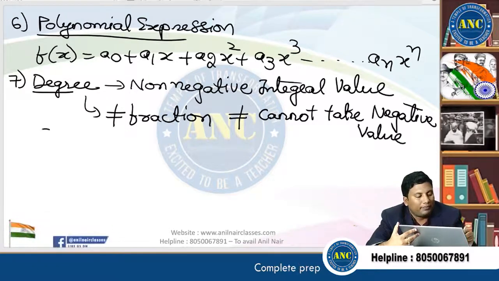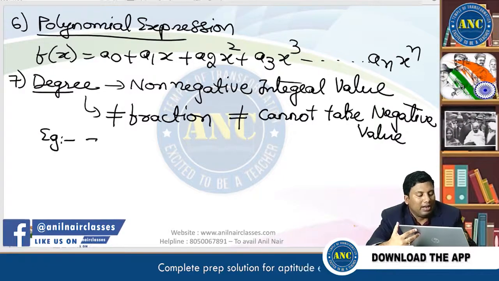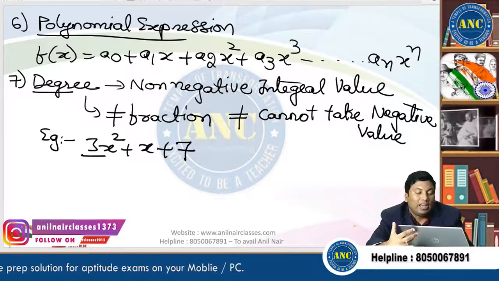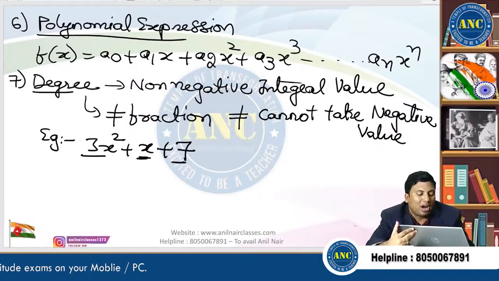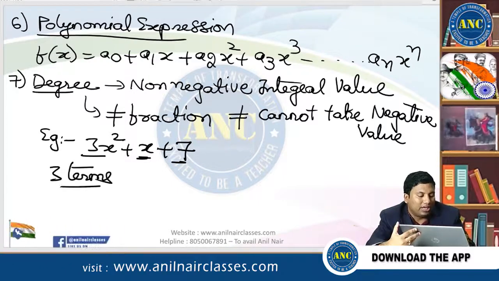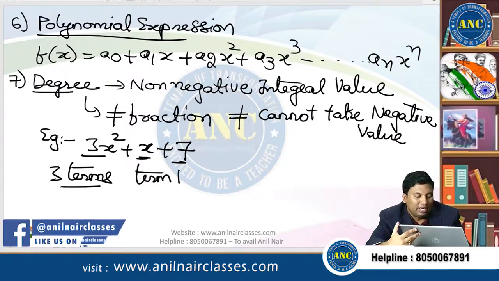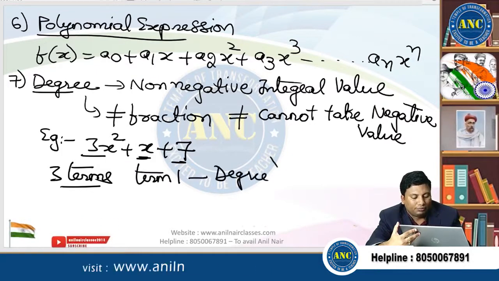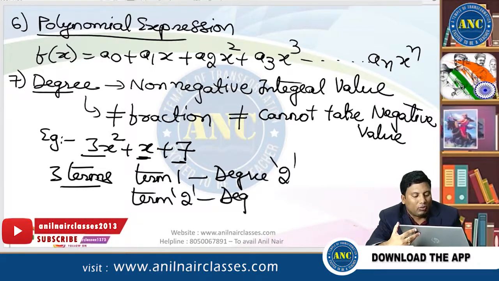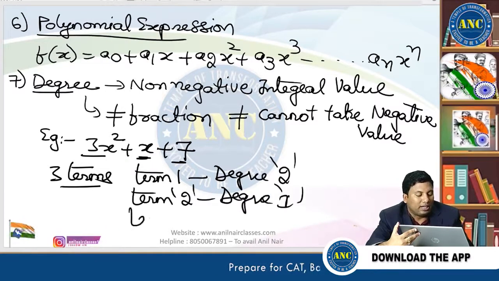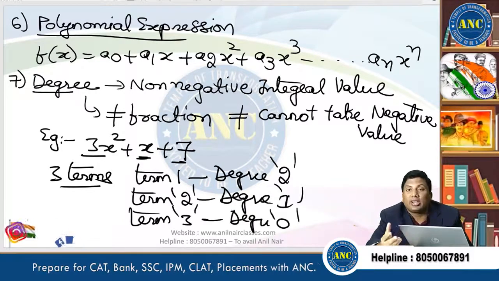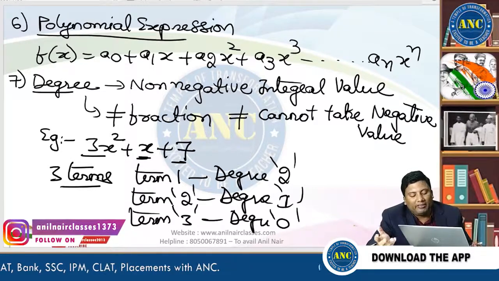For example, 3x square plus x plus 7 is there. Anything before a mathematical operator or after a mathematical operator is called a term. There are three terms. What is the term 1 degree? Term 1 degree is nothing but 2. What is the term 2 degree? Term 2 degree is nothing but 1. What is the term 3 degree? Term 3 is a constant, so the degree is 0. So each term has got some degree: degree 2, degree 1 and degree 0.